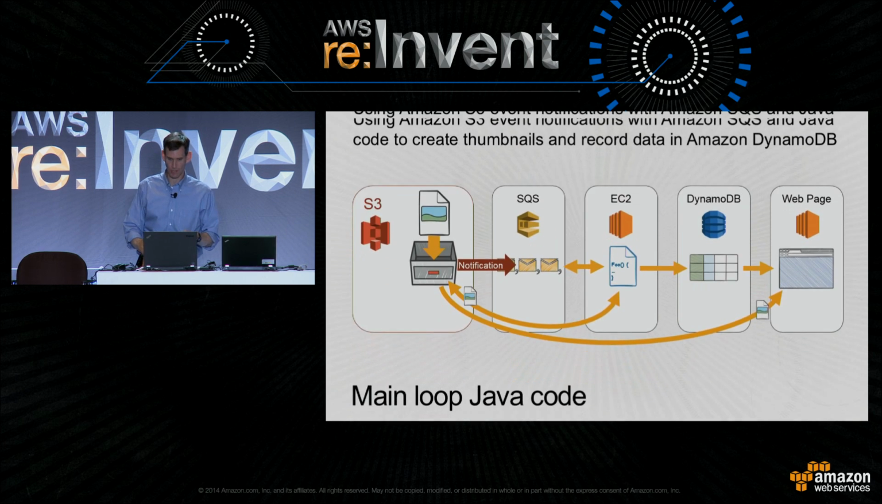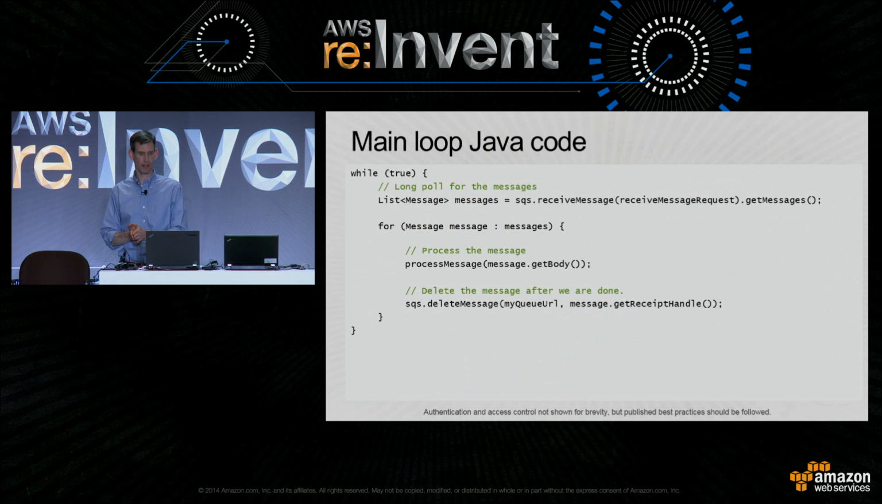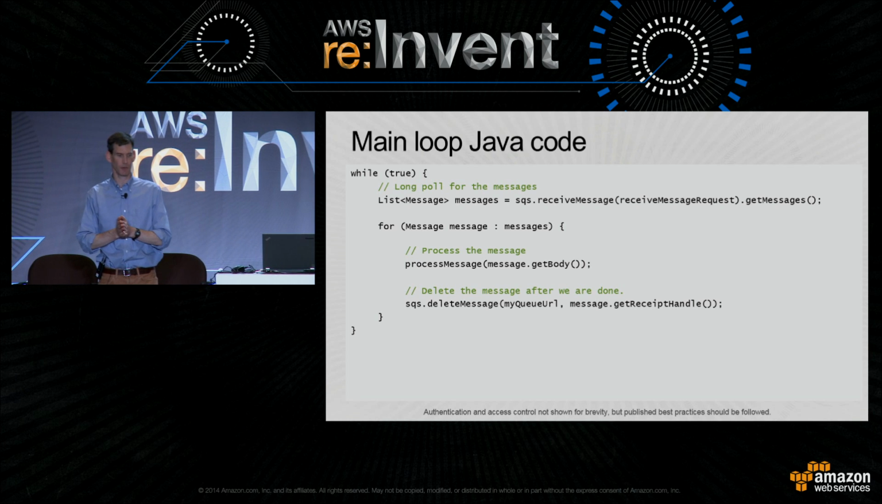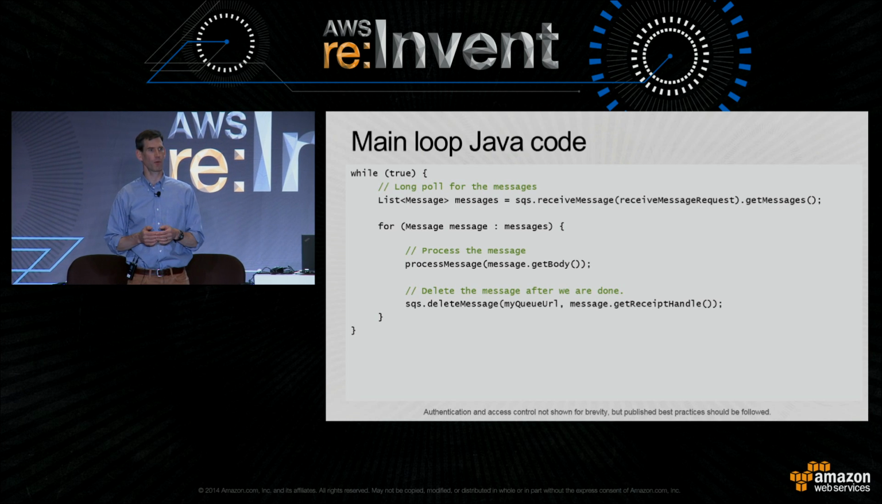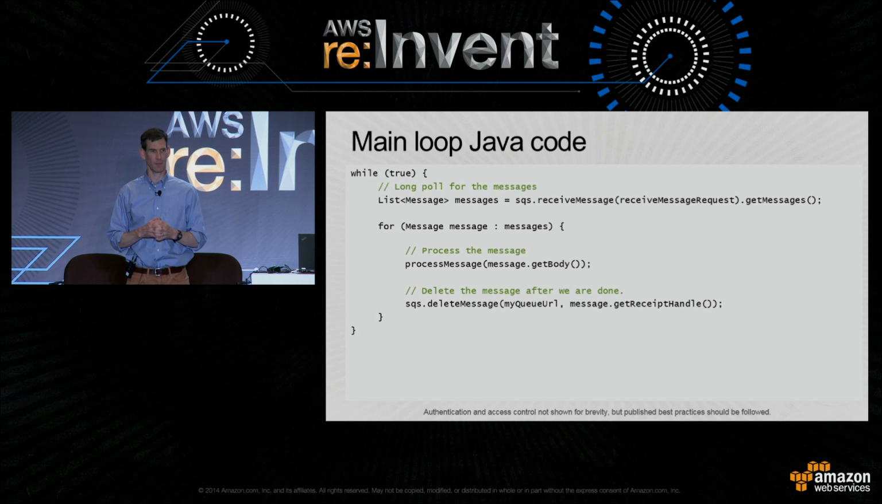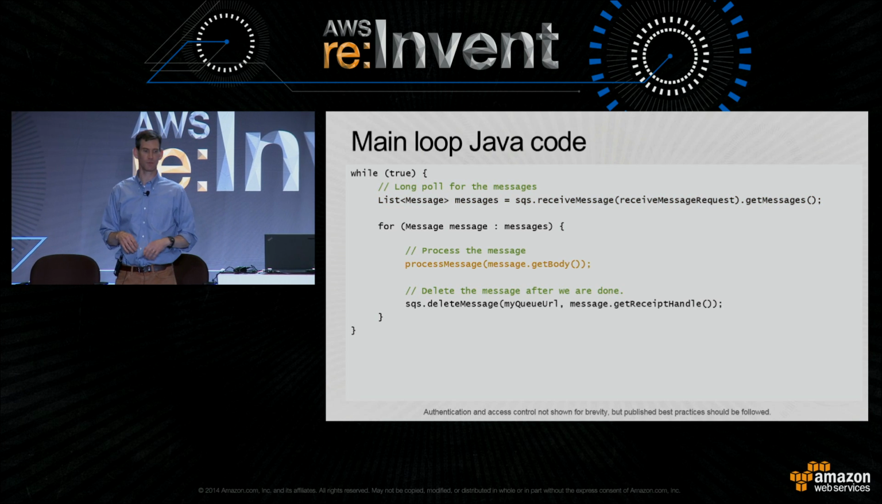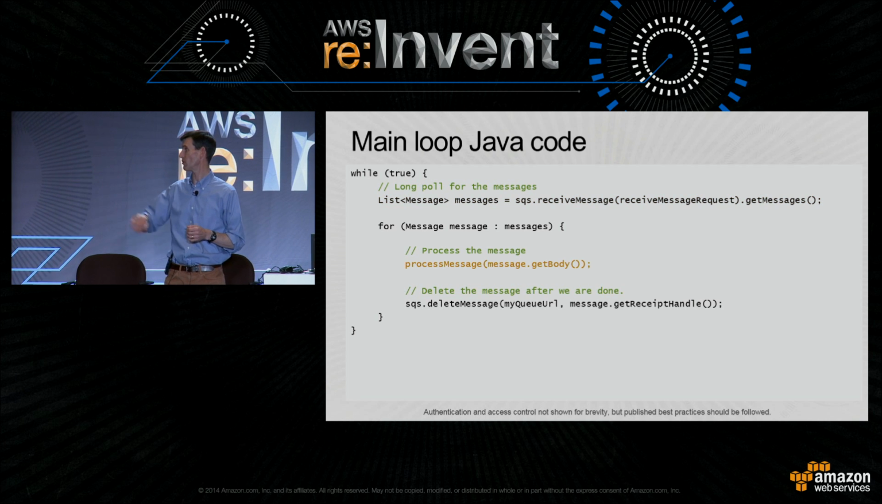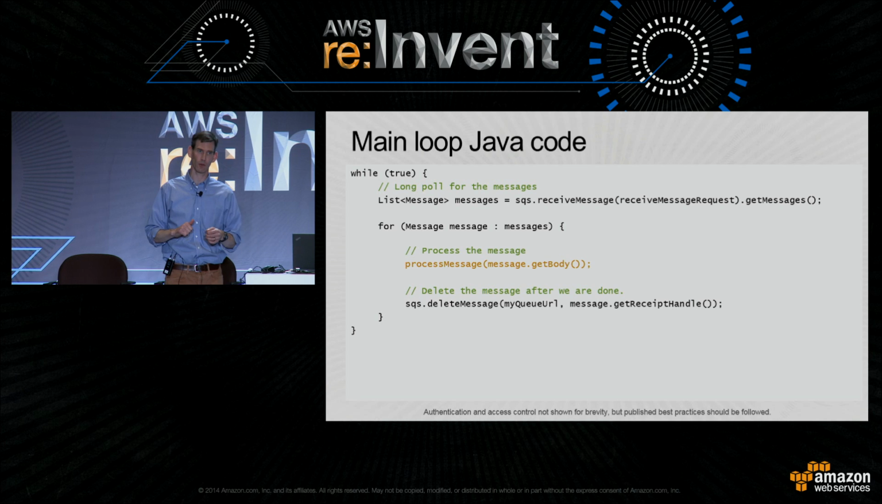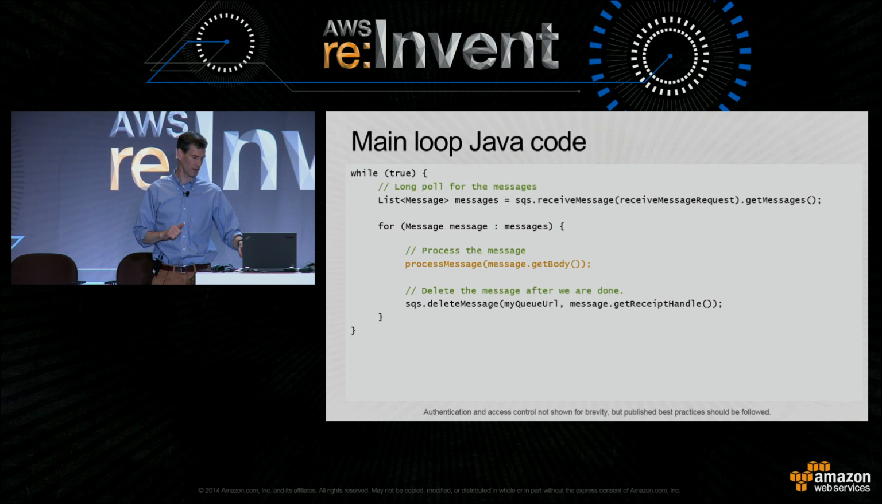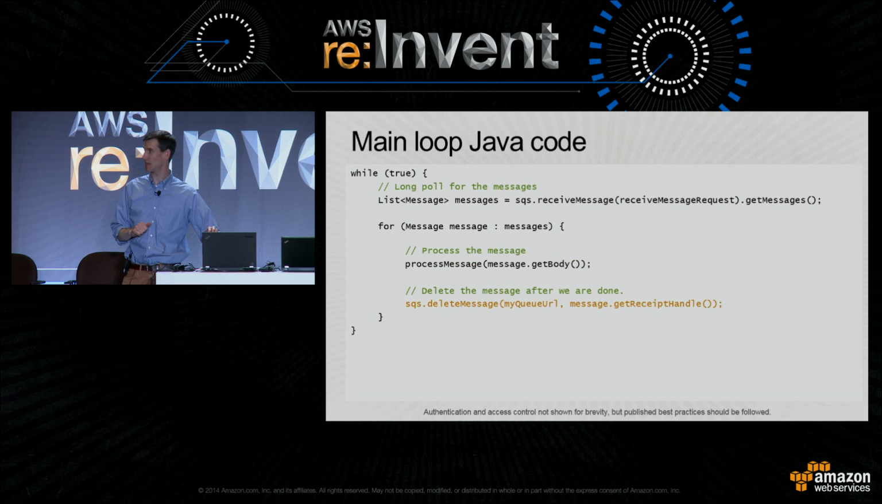So let me show you some of the demo code here. This is the main loop of the demo code. It's really quite simple. It starts first with polling the SQS queue to get the messages. It then processes those messages. And you can see this is where the real work happens. So on the next slide, we'll go into more detail for that step. And then it simply deletes the message after it's been processed.